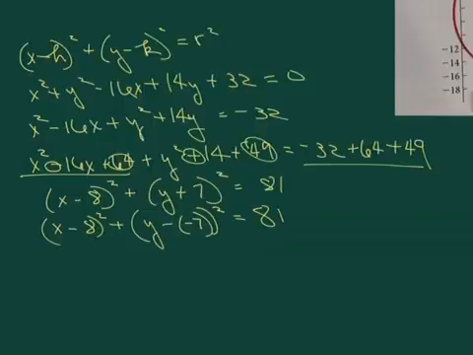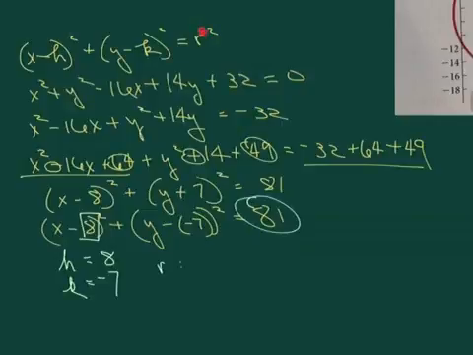I have h equals 8, not negative 8. It equals whatever h is. And k equals negative 7. And the radius then equals the square root of that. See, r squared is 81, so r must be 9.